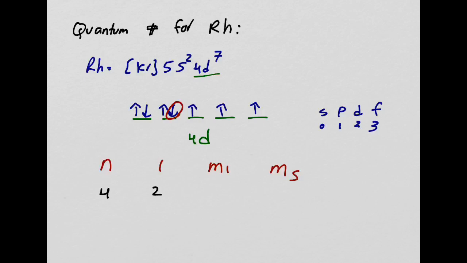M sub L. Remember what we talked about? Again, we have to give a number to all of these because quantum numbers have to be numbers. Now, M sub L is the orientation. This is the house the last electron is in, so it would be minus 1. M sub S. Is this up or is it down? This is down, and down is minus half. If it was up, it would be plus half. Okay, so far so good? That's a little review for quantum numbers. All right, ready for the next question?